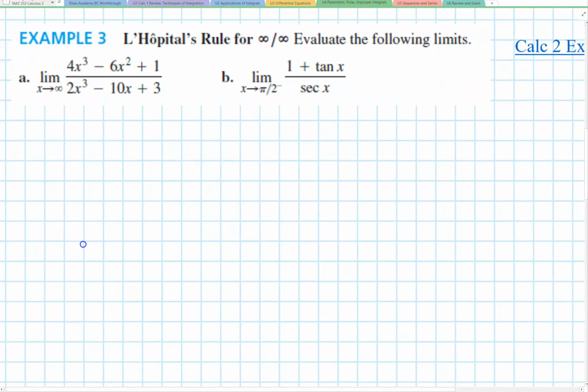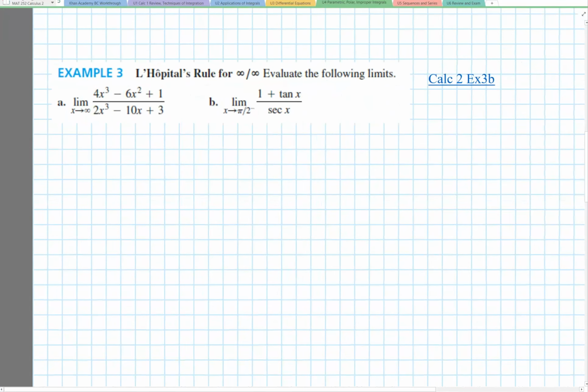Now, L'Hopital's rule is not just reserved for limits that end up equaling 0 divided by 0, but it also works for indeterminate limits of the form infinity divided by infinity. So in this case, as we imagine what happens to the numerator and denominator as we approach infinity, both of them go to infinity. This numerator goes to infinity, and so does the denominator. So that's a good candidate for L'Hopital's rule.